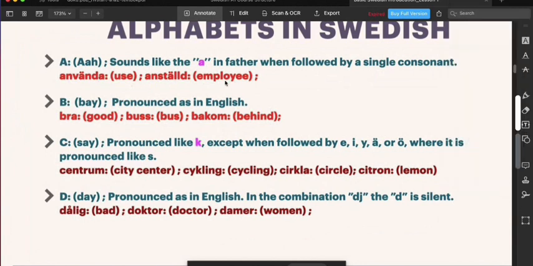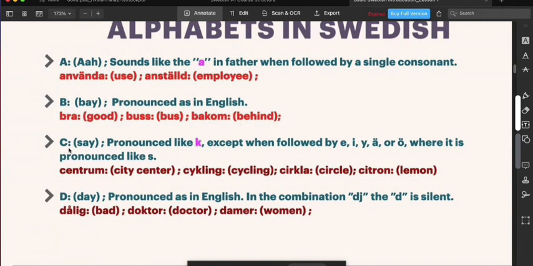Next is förstå, understand. And the second letter is B. So the first word is bra. If someone asks me how are you, a short answer is bra, good. And the third is bus, and here we have bakom, behind.